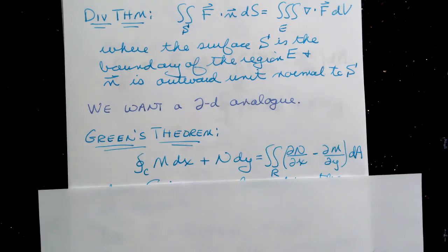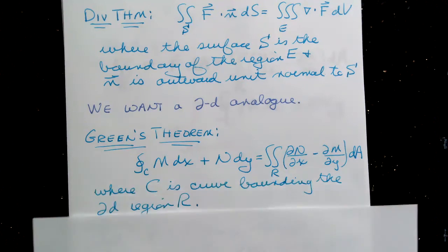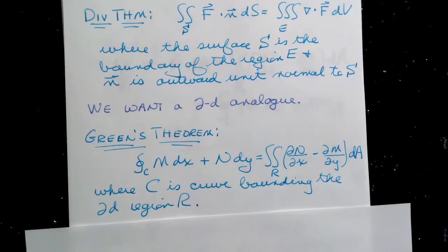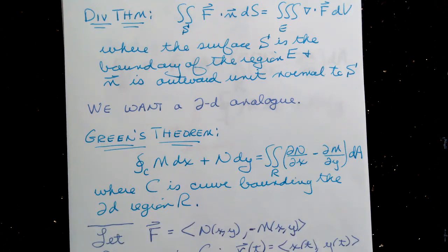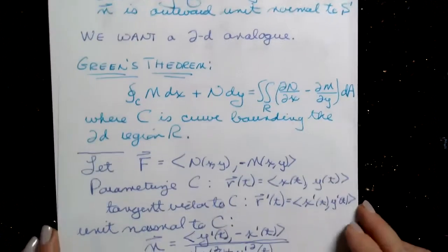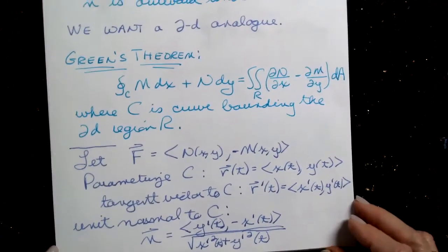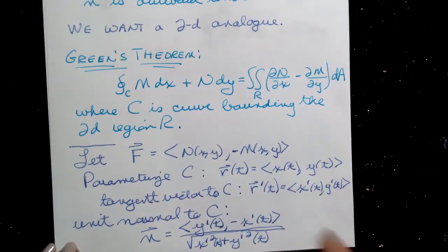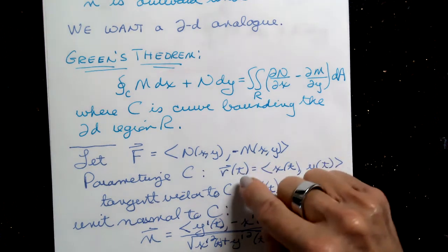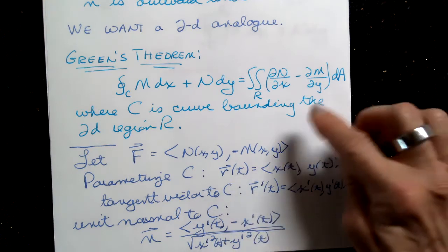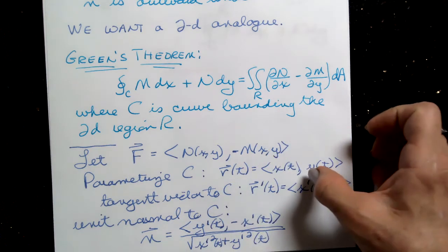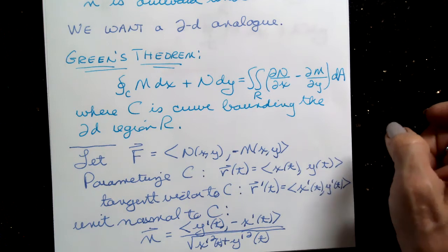So we start by looking at Green's theorem for a minute. And C is the boundary curve for the region R. All right, so here's my setup. Think of the vector field F as the vector field N minus M. Okay, and now I'm going to parameterize the curve C, which bounds that region R. Let's call it parameterization x of t, y of t.